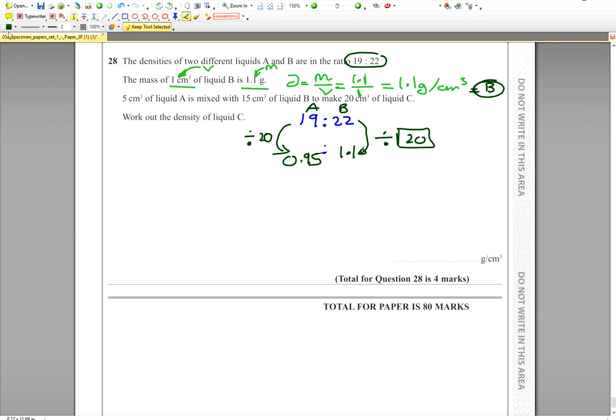So now, that's beautiful. What do we have now? Let's write down some facts now. We know that the density of liquid A is equal to 0.95, and we know that the density of liquid B is equal to, we just worked out earlier, 1.1. Remember, these are all grams per centimeter cubed. So we just worked that out. Are we happy with that?